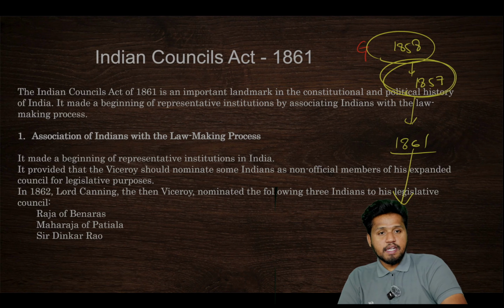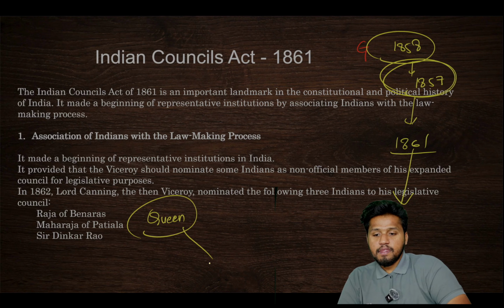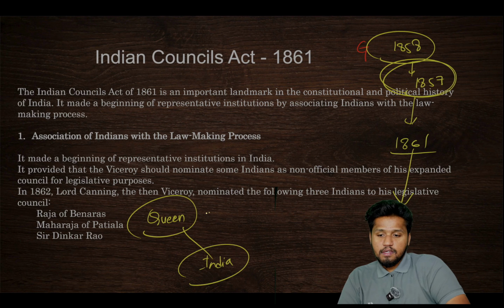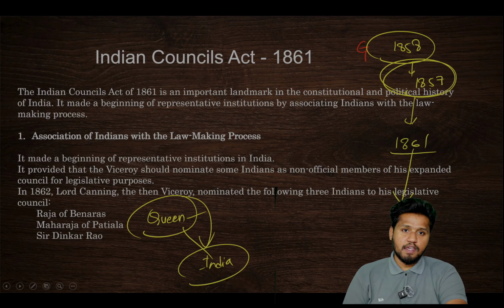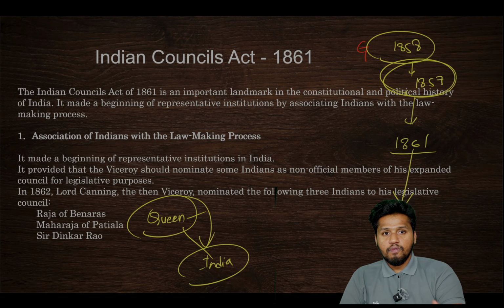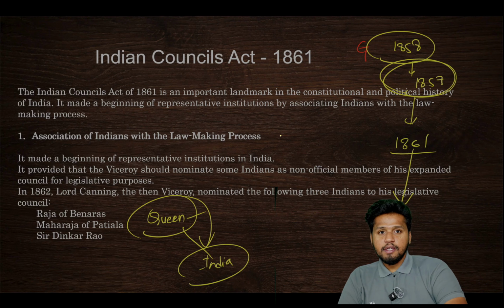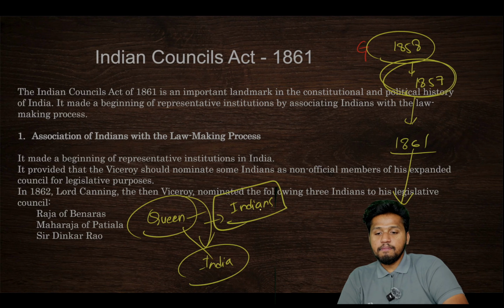The first and major reason: the Queen was ruling India from thousands of miles away. The Queen is sitting in Britain and she is ruling India, which is 1000 miles away. She doesn't know what ordinary Indians need and what the ground problems present in India are, to frame laws and policies. So, what did she think? She thought to include Indians in the law-making process. For this major reason, Indian Councils Act 1861 was legislated.